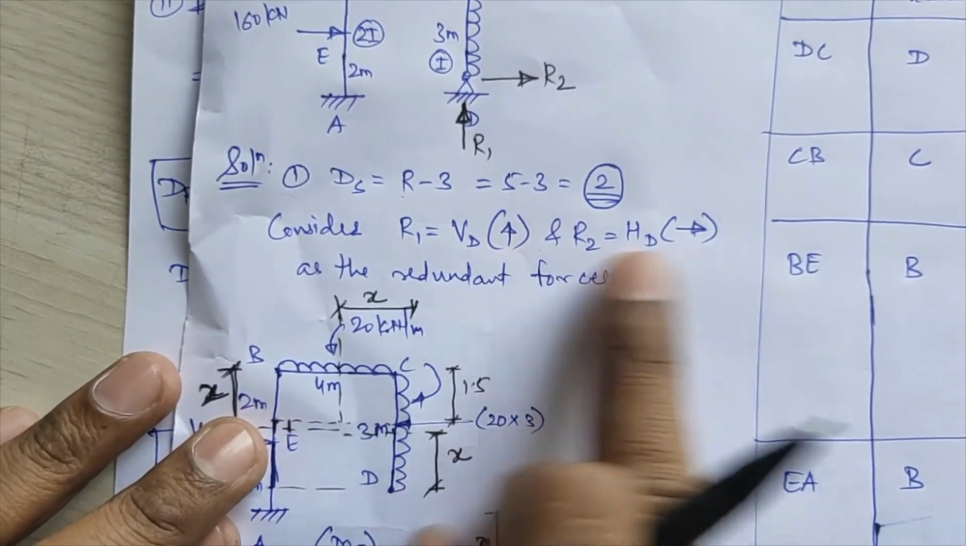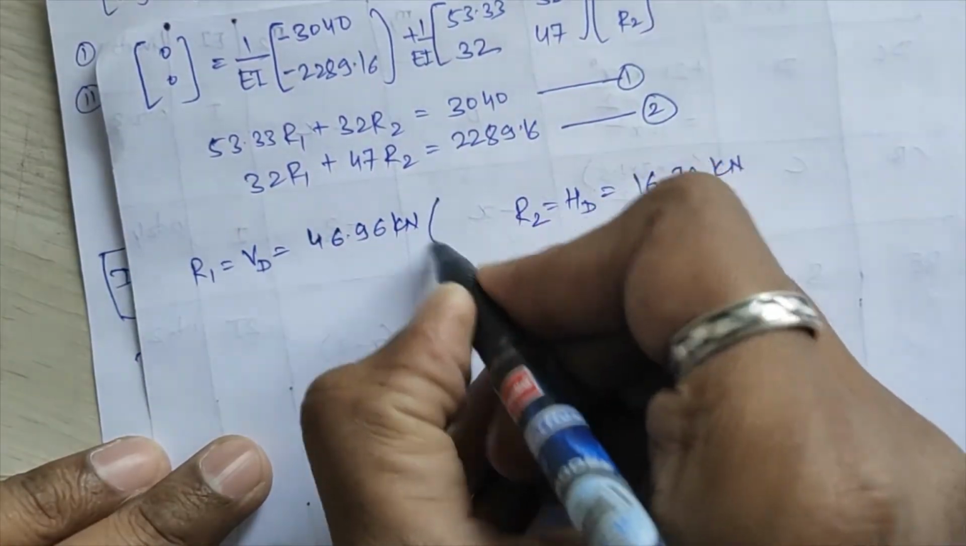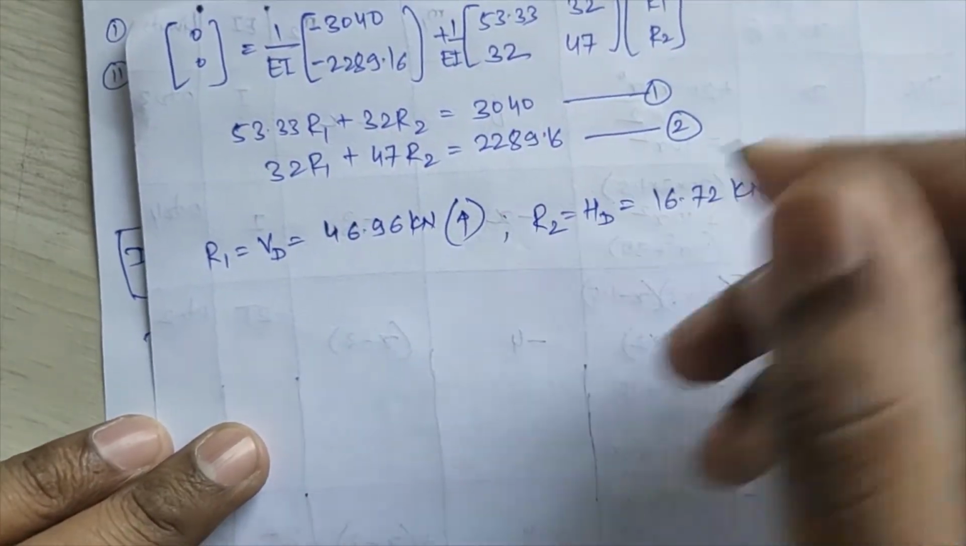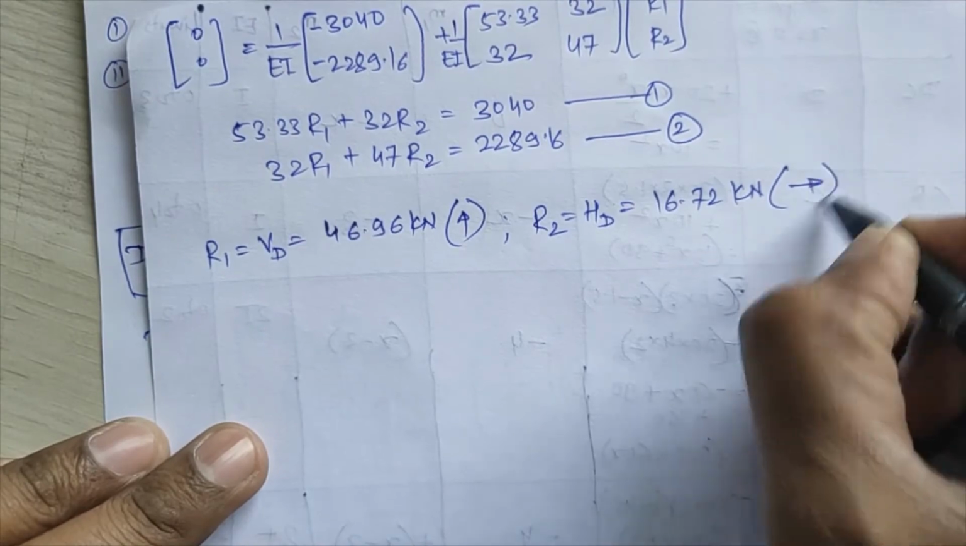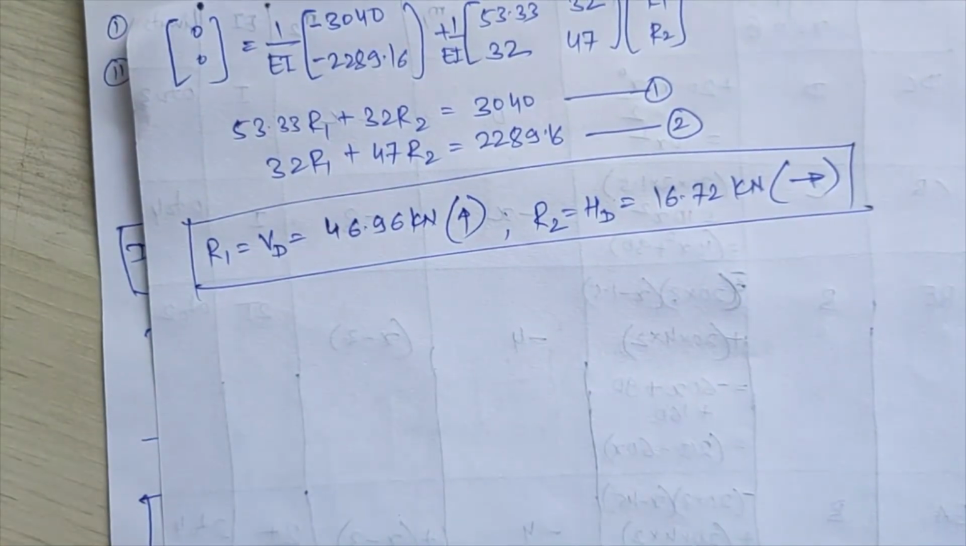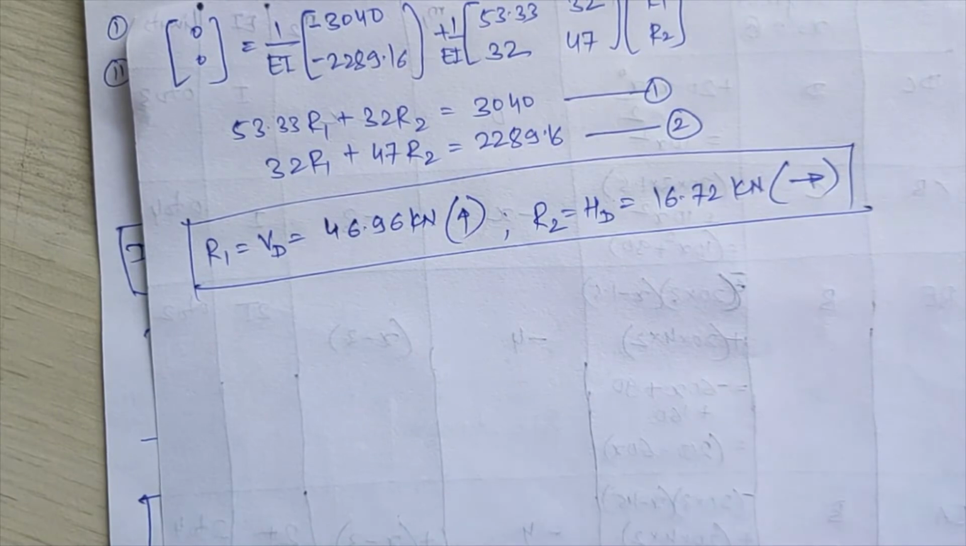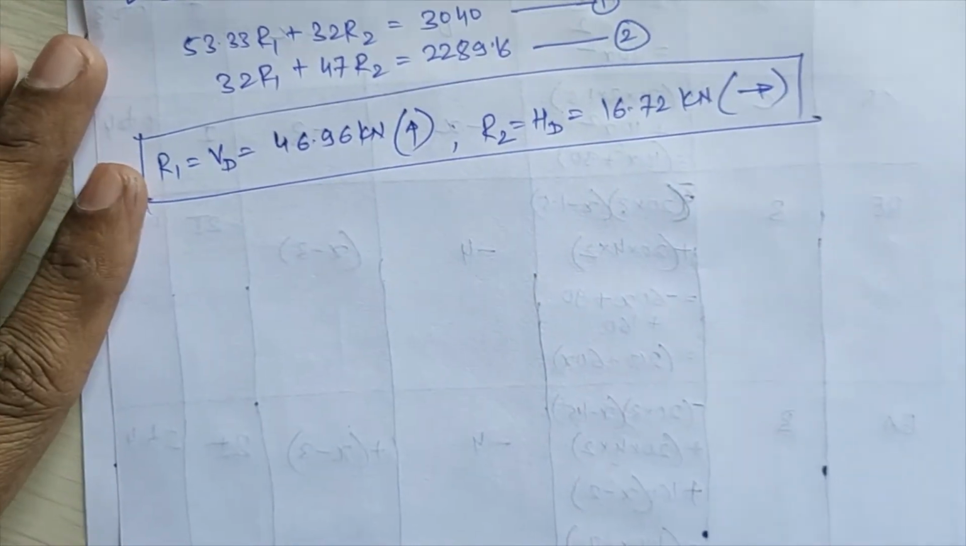Assumed directions are which one? You have to assume R1 as upward and R2 towards the right direction. So R1 will act upward, and R2 will act towards the right direction. So these two values I have got now. Now I can say my indeterminate frame is converted to the determinate one. So I'll calculate the remaining reactions from this.